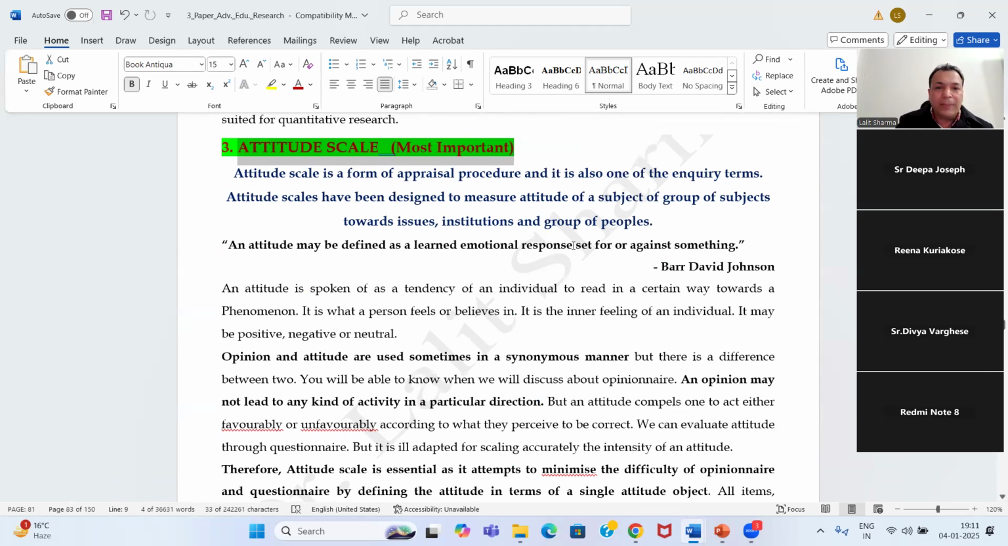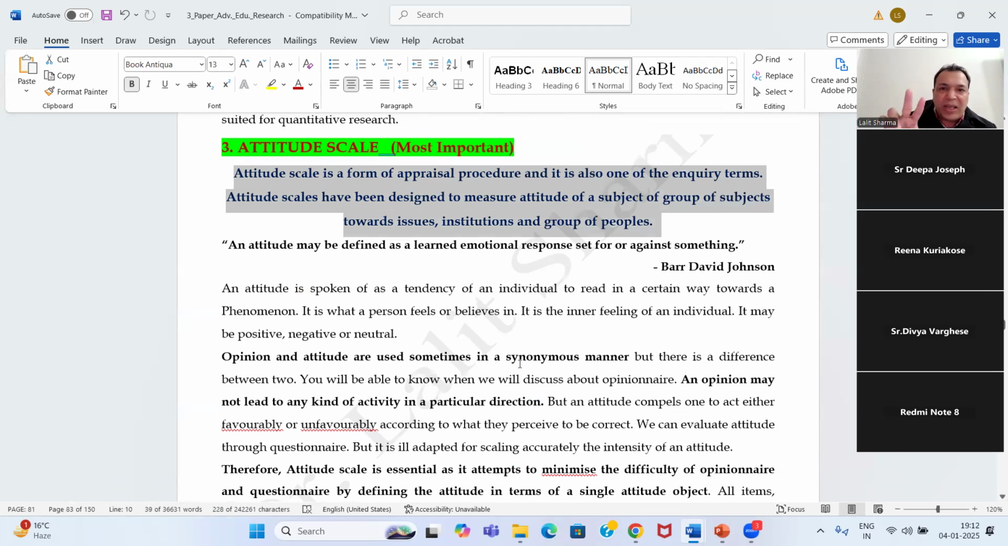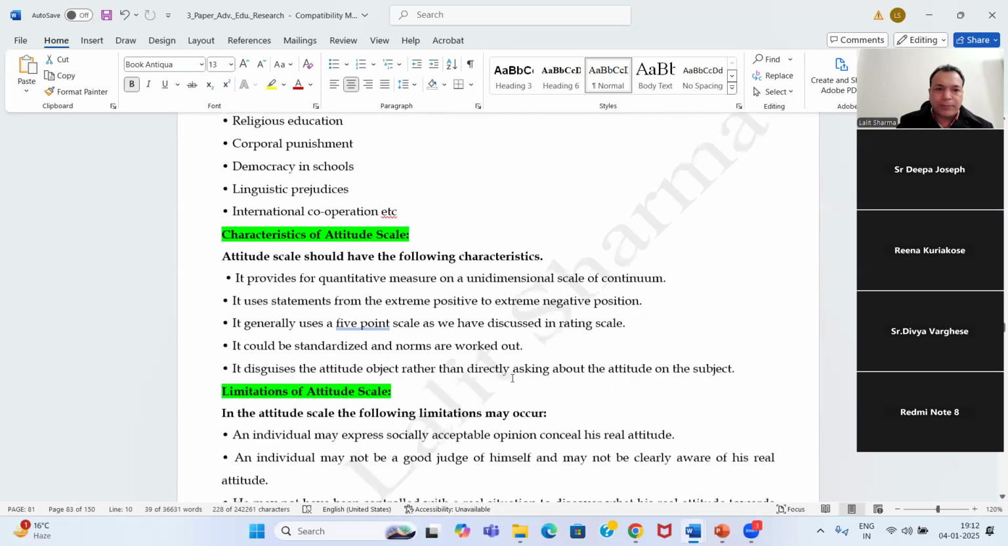Attitude scales. ओके, एटीट्यूड स्केल्स क्या होता है? स्केल्स तो पता ही आपको, है ना. Another name of a scale is questionnaire tool. Scales are used to collect the data. So as the name suggests, scale, attitude scale. So attitude scale is a form of an appraisal procedure, and it is also one of the inquiry terms. Attitude scales have been designed to measure attitude of a subject or a group of subjects towards issues, institutions and group of people, right?